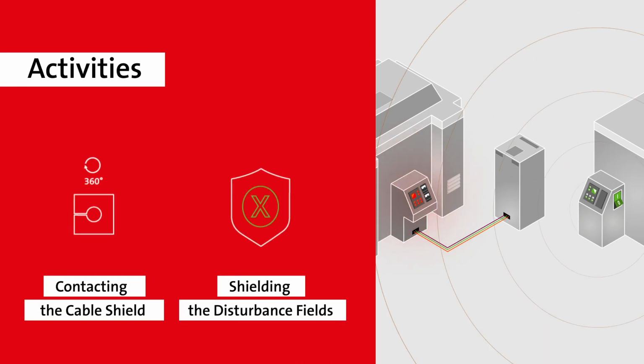The solution is to dissipate the interference from the cable shield by connecting it to a conductive enclosure wall. Additionally, it is necessary to shield the disturbance fields from the interior of the electrical enclosure.